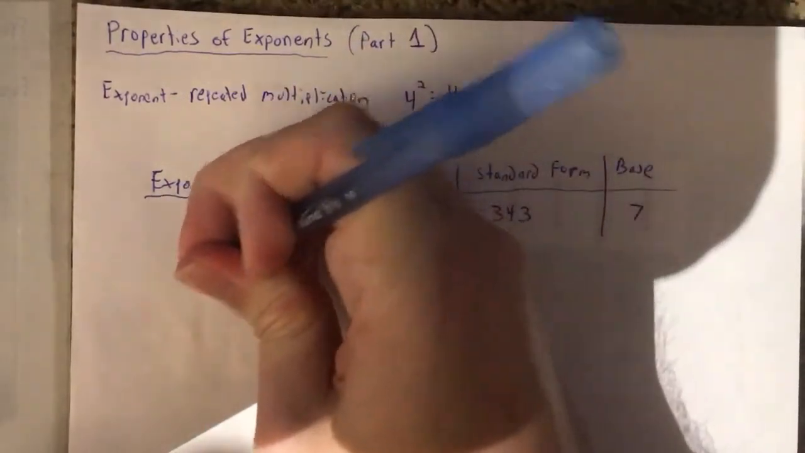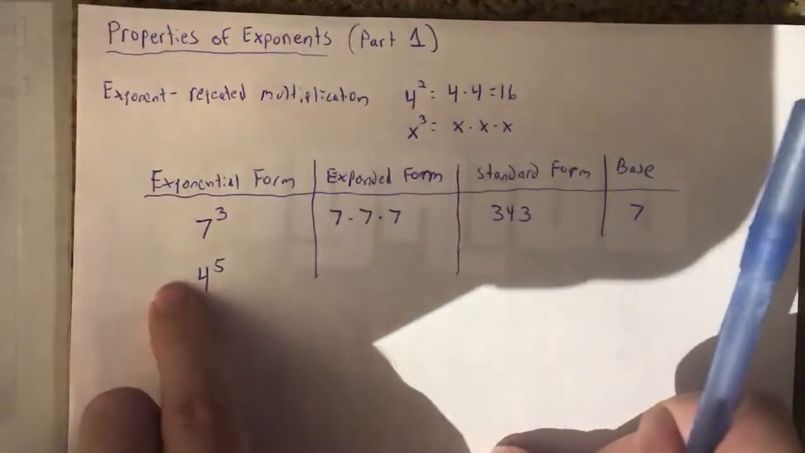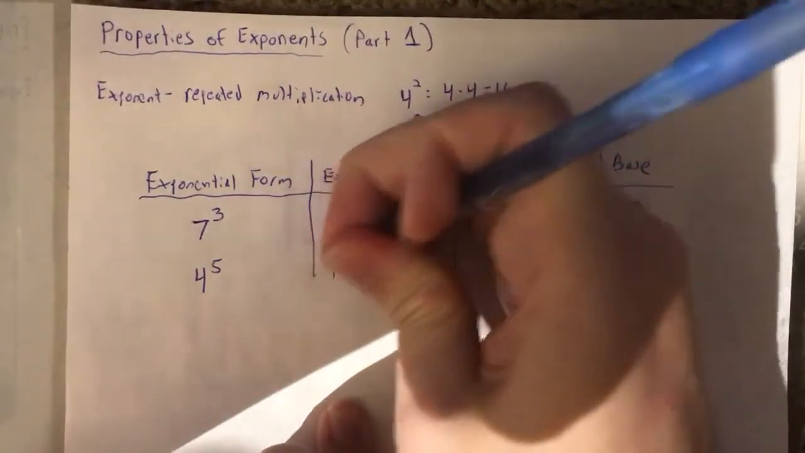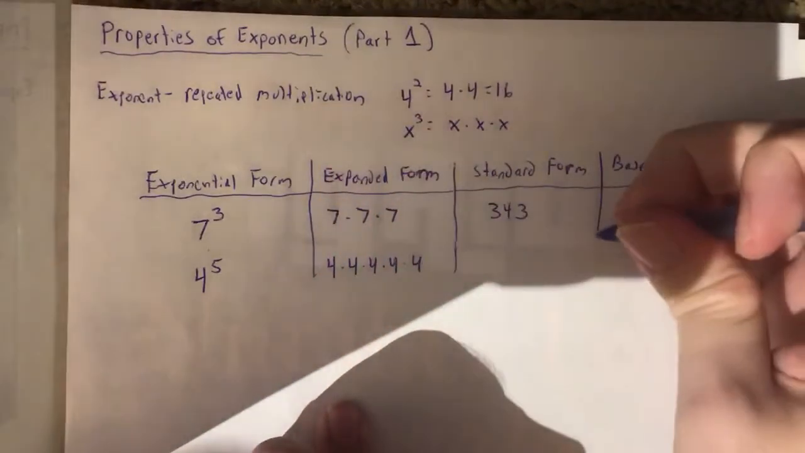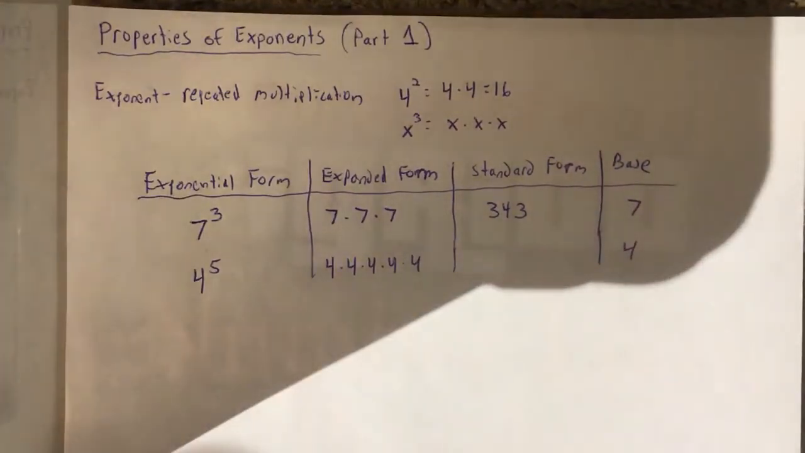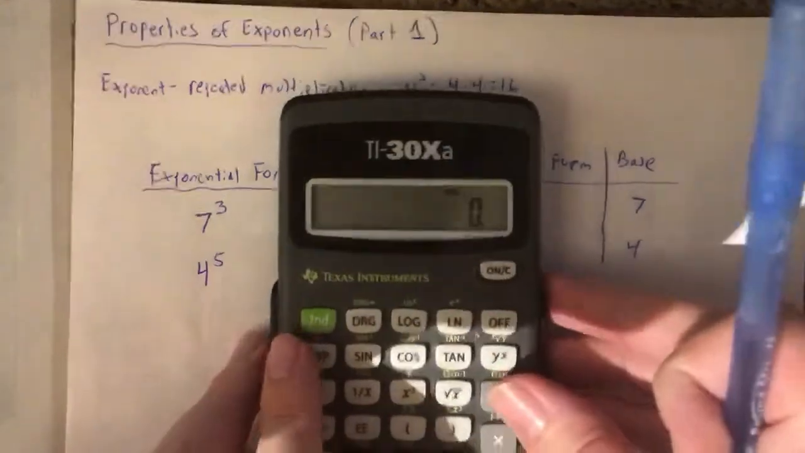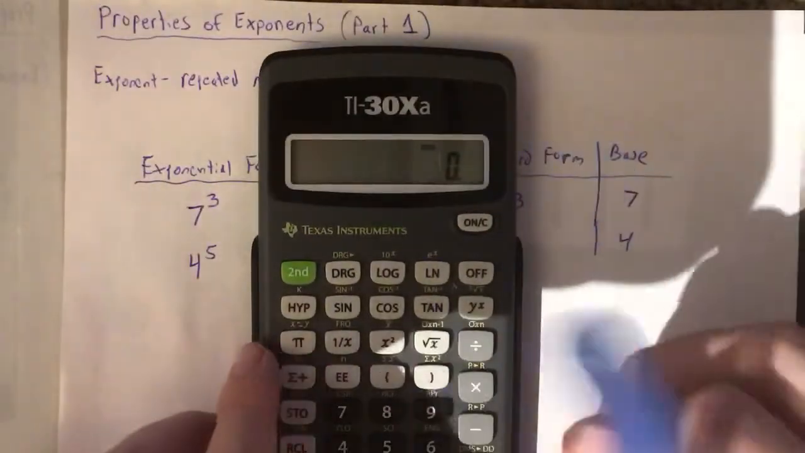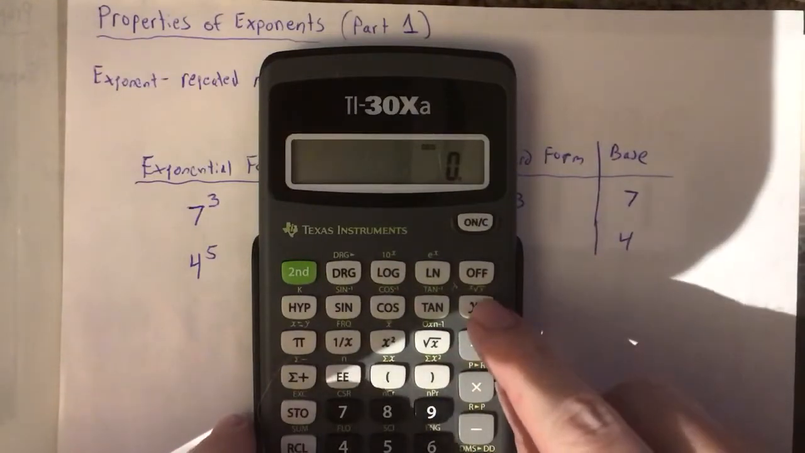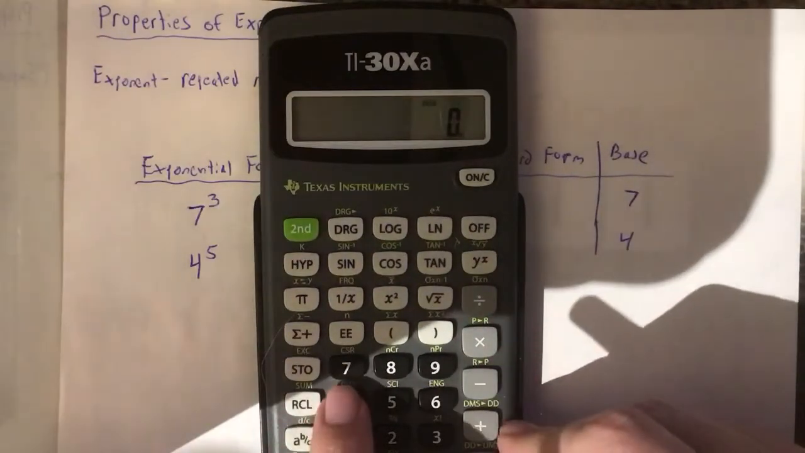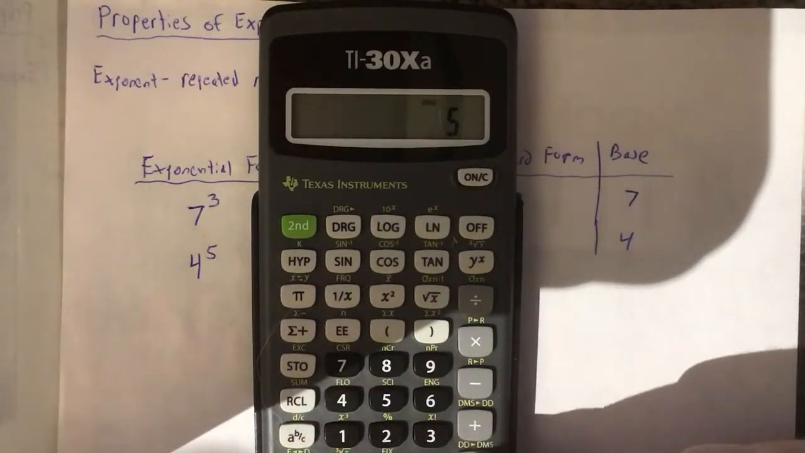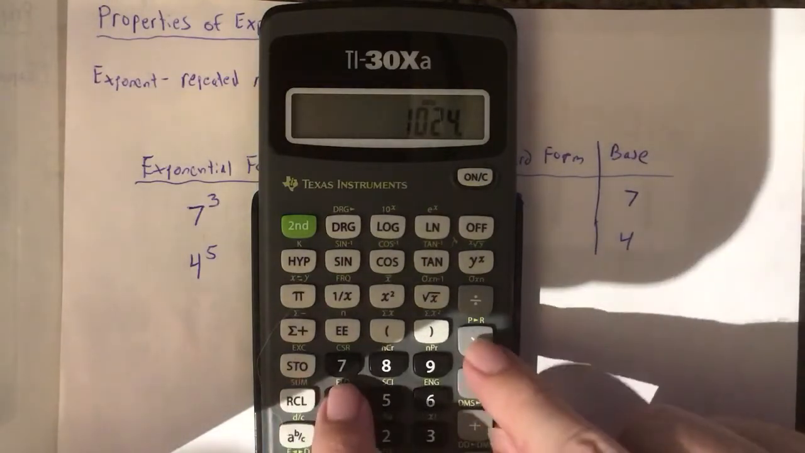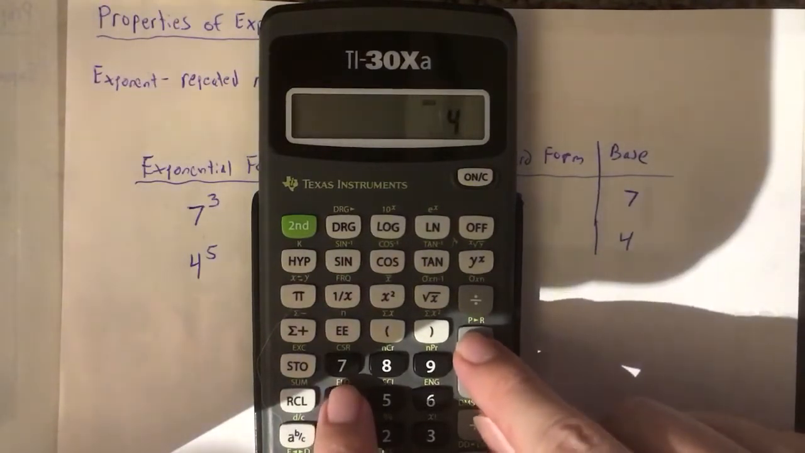Let's look at another one. Let's do 4 to the 5th. This is exponential form. Expanded form is taking the base of 4 and multiplying it by itself 5 times. So my base is 4. If I do 4 to the 5th with my calculator, they don't have an exponent of 5, so whenever it's an exponent other than 2 or 3, we can use the y to the x button. You type in your base first, hit the y to the x, and then type in whatever exponent you want. And that's 1024. You could also do 4 times 4 times 4 times 4 times 4.